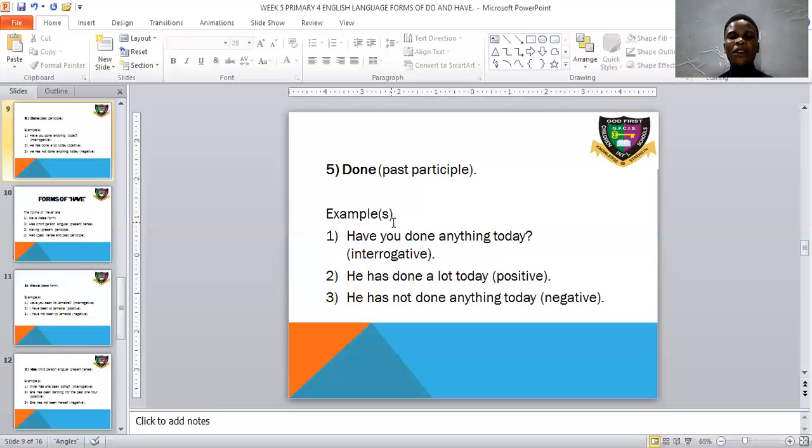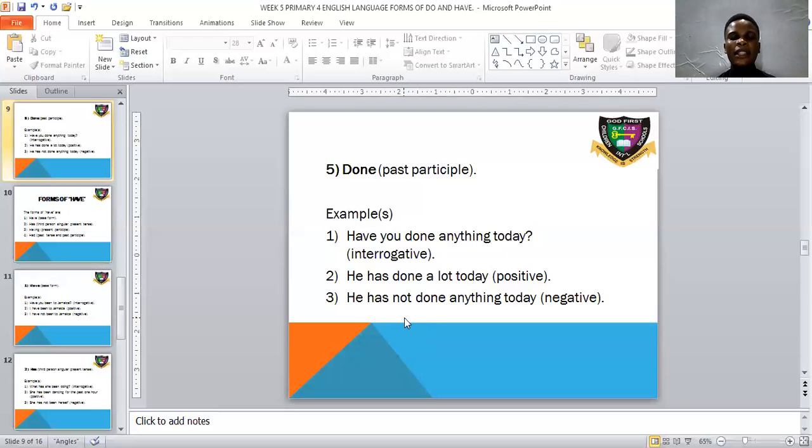He has not done anything today. If I'm asked a question, has Bolu done anything today? What I will boldly say is that he has not done anything today, because actually you have not done anything. That is a negative statement. It is having the word what? Not. He has not done anything today. Is that understood?